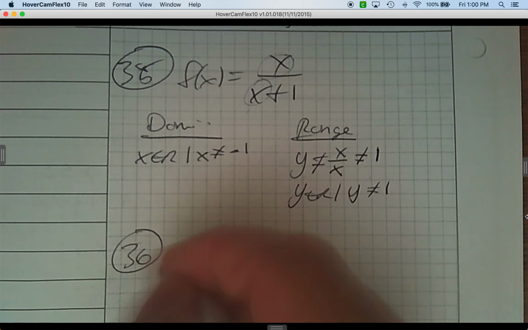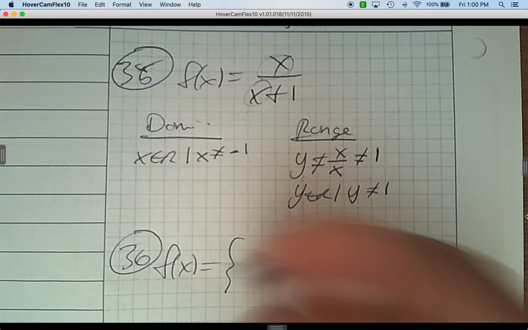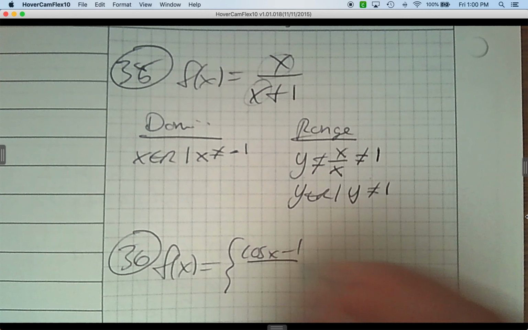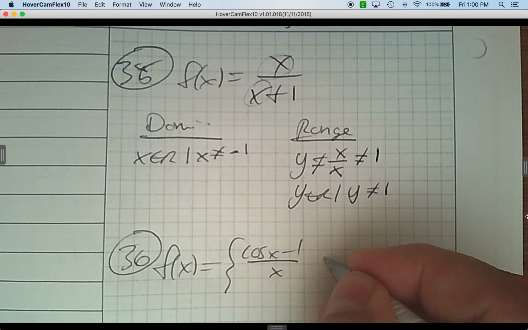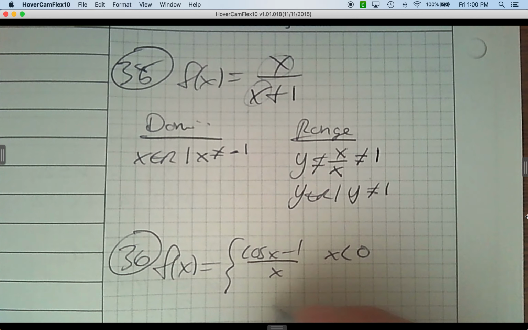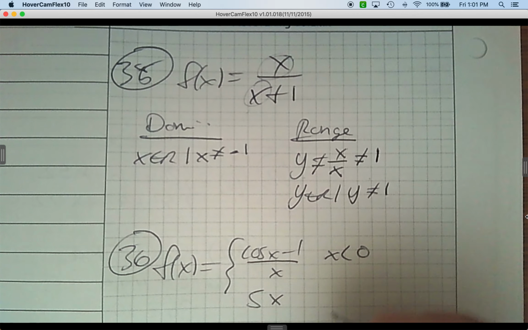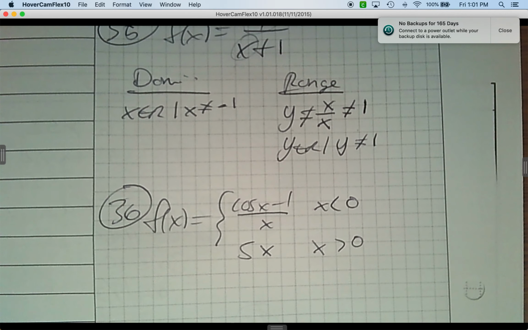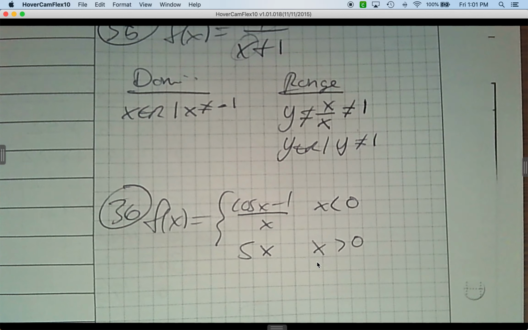36. So we're given a function. Cosine x subtract 1 over x, and 5x. It says use a calculator. So we're going to go over to Desmos. Now, one thing I recognize before I get to Desmos is notice one is x is less than 0 and the other is x is greater than 0. That means, what happens at 0? Well, neither one of them has an equal sign part of it. So at 0, it's not defined.